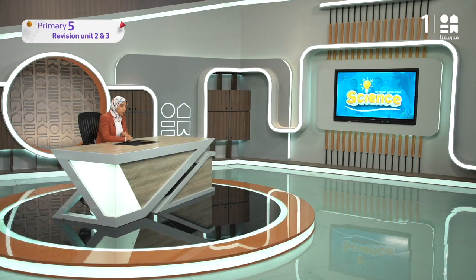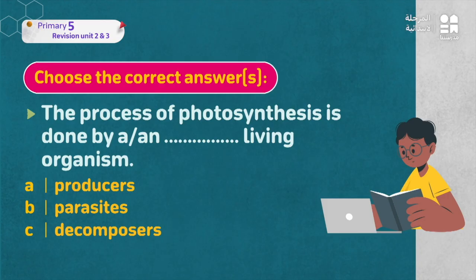Okay, another question. Choose the correct answer. The process of photosynthesis is done by which living organism? Producers, parasites or decomposers? Which one? طب تعالوا كده نفكر سوا. الphotosynthesis process is done by ايه؟ by plant. طب الplant it's called autotrophic organism or producer. So in here we're gonna choose the first one which is the producer.